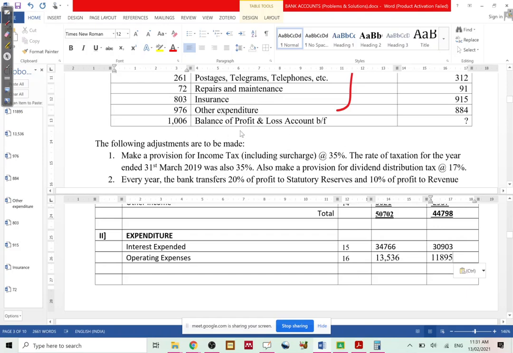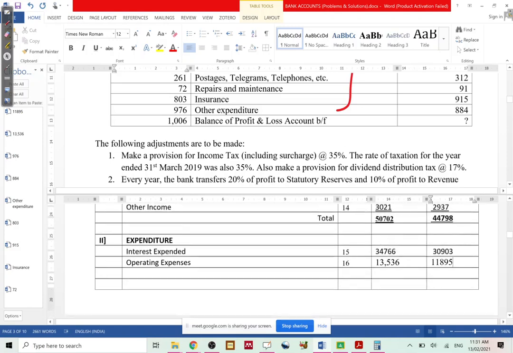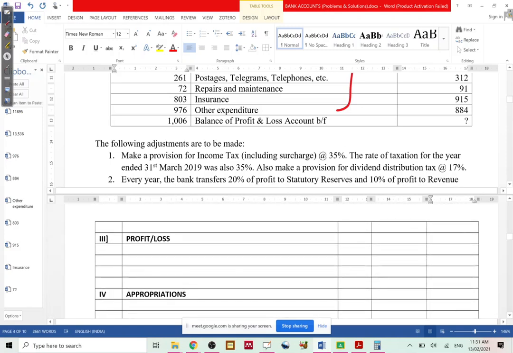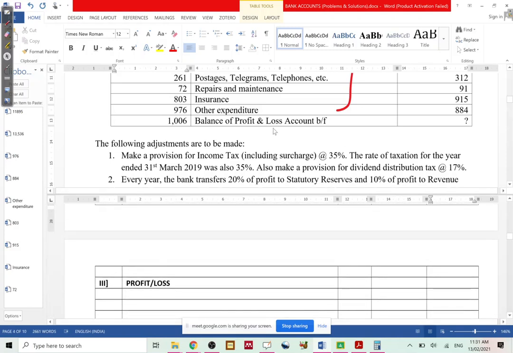And the only thing left is of course the balance of the profit and loss account, which will come over here, right? Now from this point onwards, we are going to deal with the actual adjustments, and we will see how these adjustments come into the picture over here and which schedules or which items in the P&L account they need to go to.